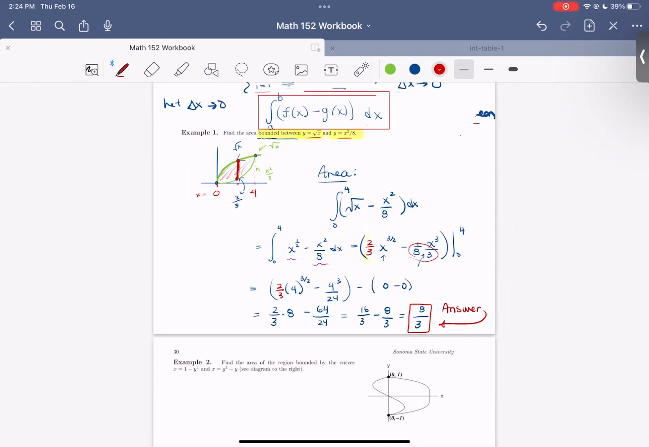As far as units, we don't have a context for this problem, but in this case we could call it square units because we're computing an area, which means we're taking little chunks of x times little chunks of y. So the units would be whatever units are x times the units of y.